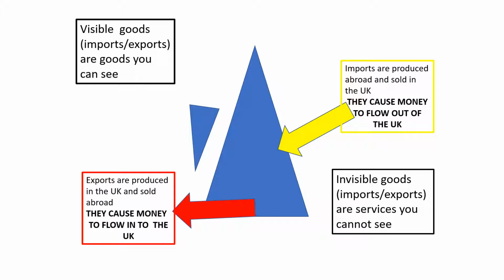Designing things is an invisible good. We also export quite a lot of those. The rights to music, the rights to films, all of those sort of things. The gaming industry is one of our biggest invisible exports.